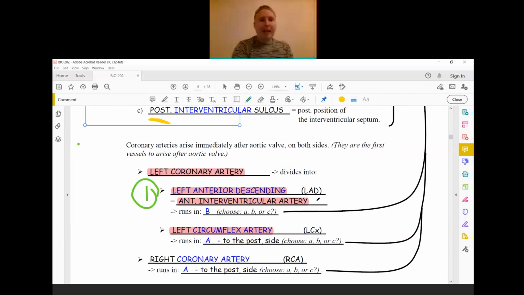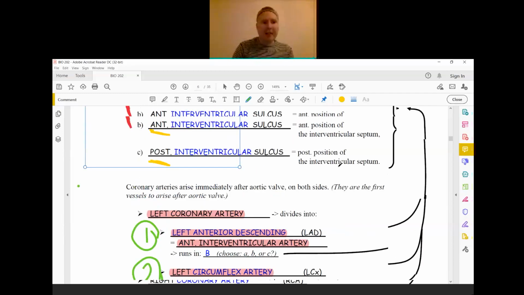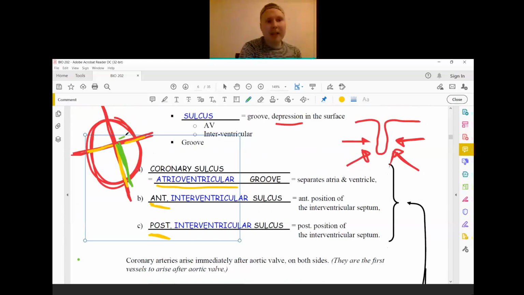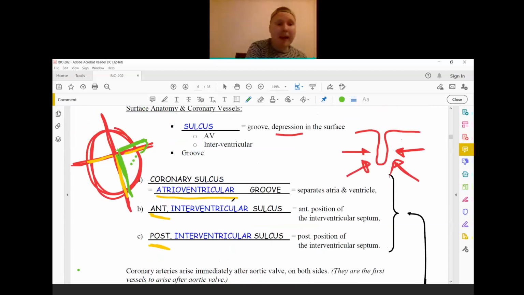The second branch that the left divides into is the left circumflex artery. And left circumflex artery runs in this atrioventricular groove and then wraps around to the back of the heart. In addition to that, we have another branch of the coronary arteries, and this branch is going to be our right coronary artery. So that's the third branch, and that runs on the right-hand side, between the atria and ventricles, so atrioventricular groove, and again, it wraps to the back of the heart. So those are the coronary arteries, and those are the grooves where they run.